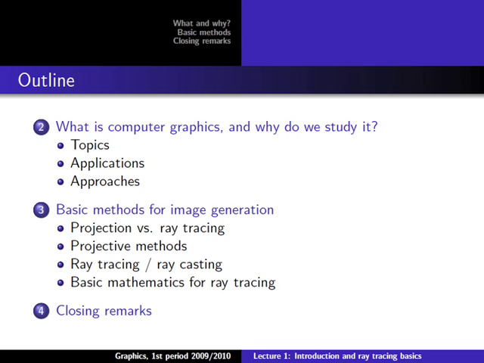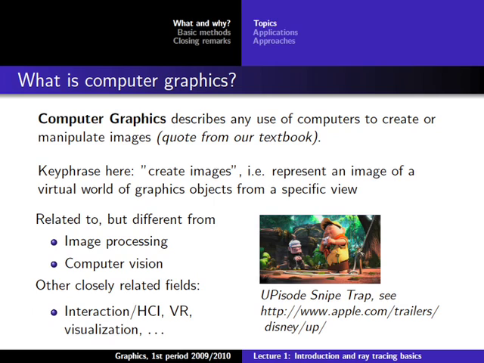Good. So yeah, what is computer graphics? If you look at our textbook, then it says computer graphics describes any use of computers to create or manipulate images. Now, the important sentence here is to create images. That is, we have an idea of something that we want to show, like a virtual world or some world we have in our mind, and we want to create an image of that world on the computer from a specific view.